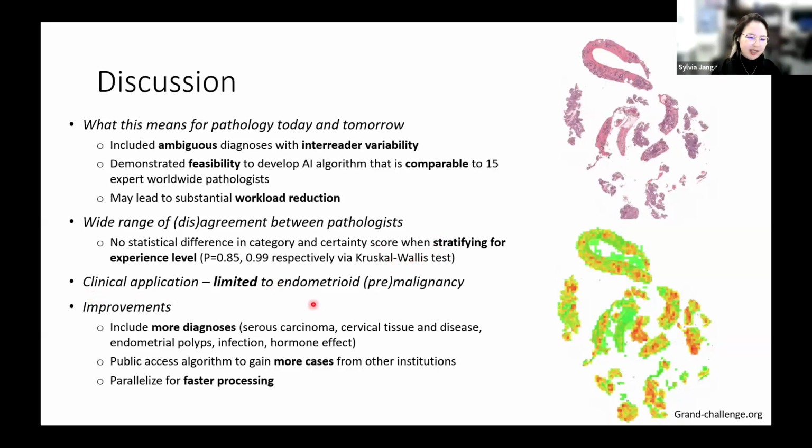Clinically, they say that this is still a very limited use case because they're only looking at endometrioid malignant or pre-malignant cases. They're not looking at serous carcinoma, endocervical disease, infection, etc. And in the future, they would be interested in looking at those other diagnoses. They have this algorithm publicly available, to get more cases from other institutions. It takes 8 minutes per slide, which could be faster, potentially, so they would try to parallelize for faster processing.